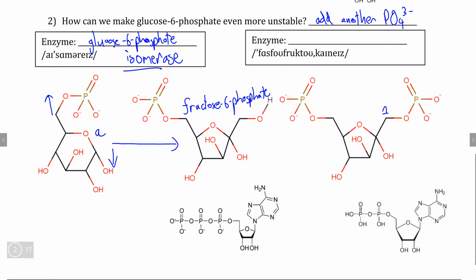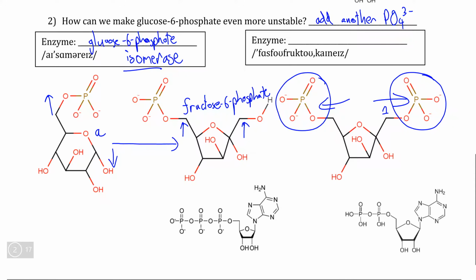But here we can see that carbon 1 and carbon 6 are pointing in the same direction, which means that the two phosphate molecules that would be added to fructose 6-phosphate are on the same side of the molecule, making the repulsion force between them even stronger and making this molecule even less stable than the glucose form of it. And that's exactly what the purpose of this isomerization reaction is.